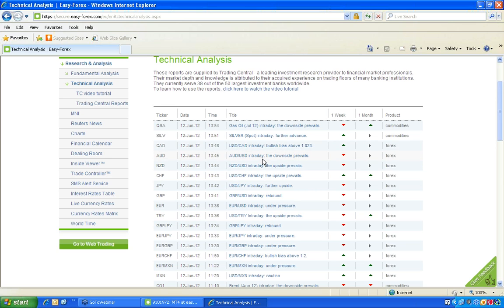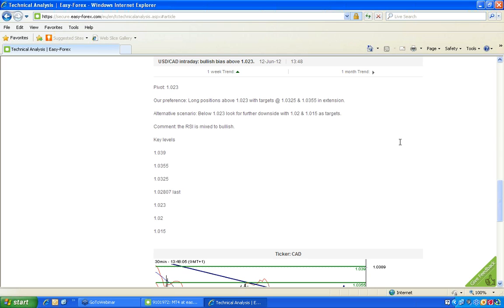If I wanted to trade dollar CAD, I can go to the dollar CAD link, click on it, and it's giving me some information. Bear in mind this is dollar CAD intraday, so this is for day traders. It says bullish bias above 1.023. Bullish means that, down to their analysis, they believe the price is going to move up. When you see the word bearish, it means that they think the price is going to go down.